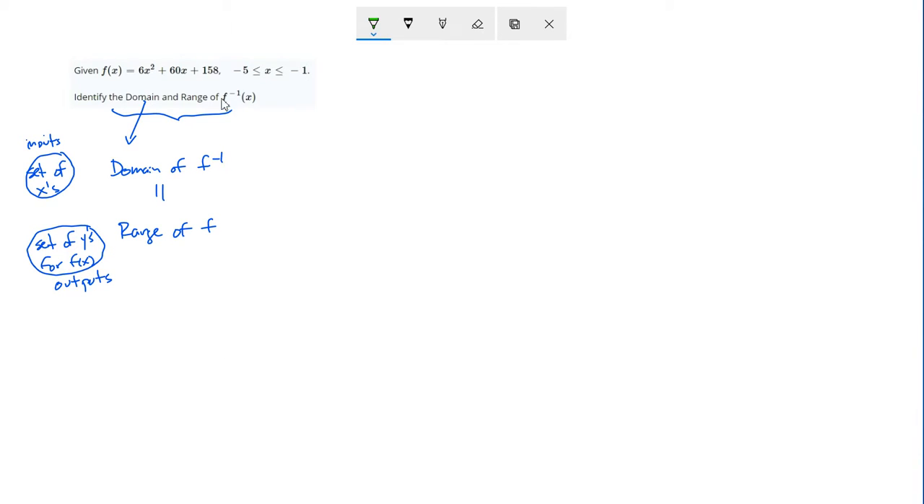And the same thing with range. So the range of the inverse function is the same thing as the domain of the original function, for basically the same reason. We're switching x and y. We're switching the role of input and output. So the inputs, or domain, of the inverse is the same as the outputs, or range, of the original, and vice versa. The range, or outputs, for f inverse is the same as the inputs of the original function.